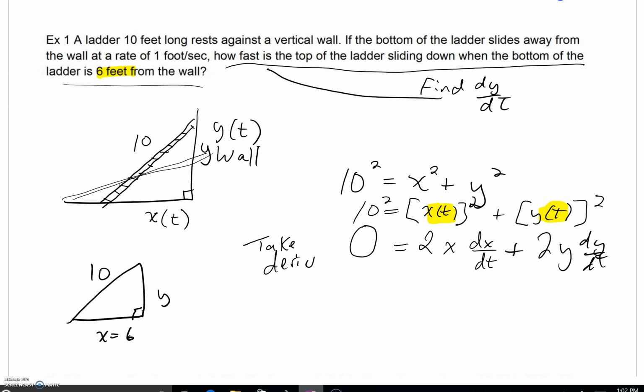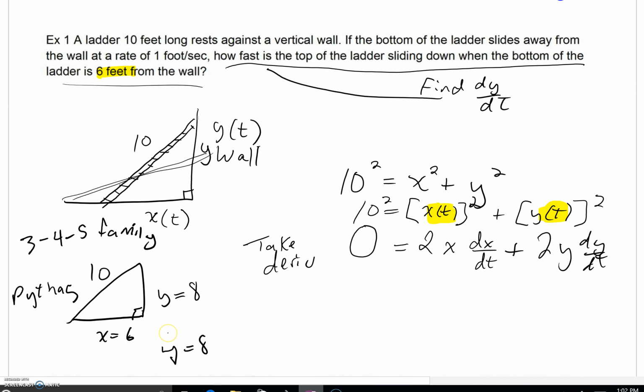When it was, what's y going to equal? Y is going to equal 8, isn't it? Why? Because it's a 3, 4, 5 family. Or you could do the Pythagorean theorem, right? So you can use the Pythagorean theorem. So y is equal to 8, x is equal to 6 at that brief second.